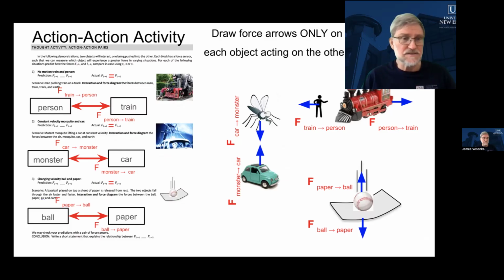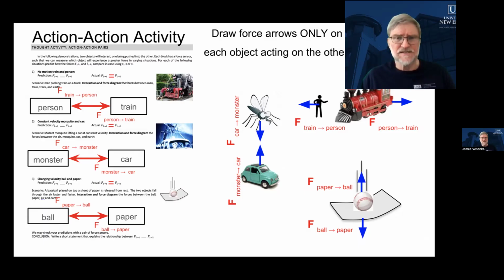So here are the answers. Each of these is the interaction diagram just between the two objects. One of the things you'll notice when we go to the force diagrams is that all those forces are equal and opposite, the exact same size, regardless of how big one object is compared to the other. That is what an action-action pair means. Regardless of mass, these forces are always equal and opposite, and regardless of the kind of motion, standing still, constant speed, or changing speed, it makes no difference.